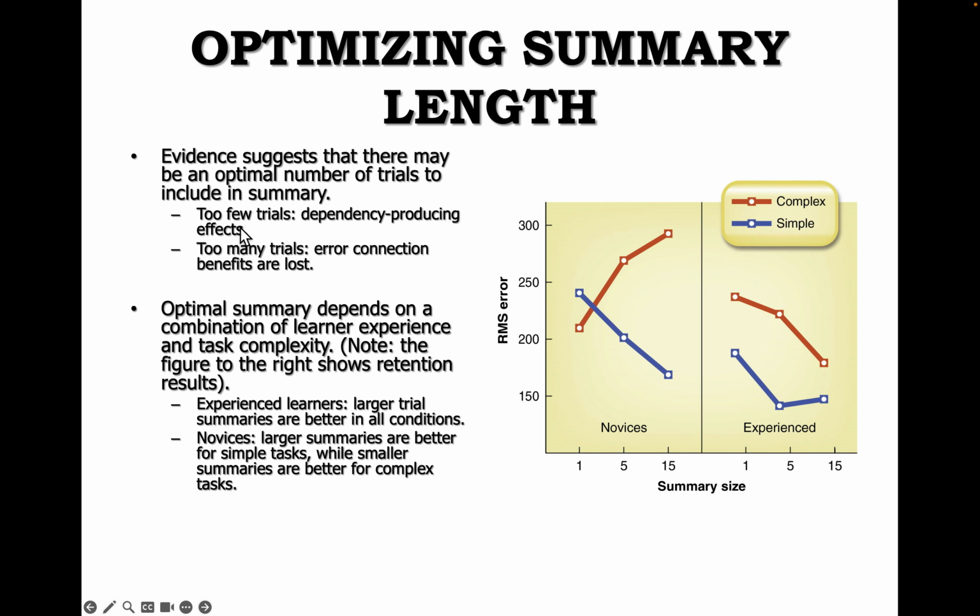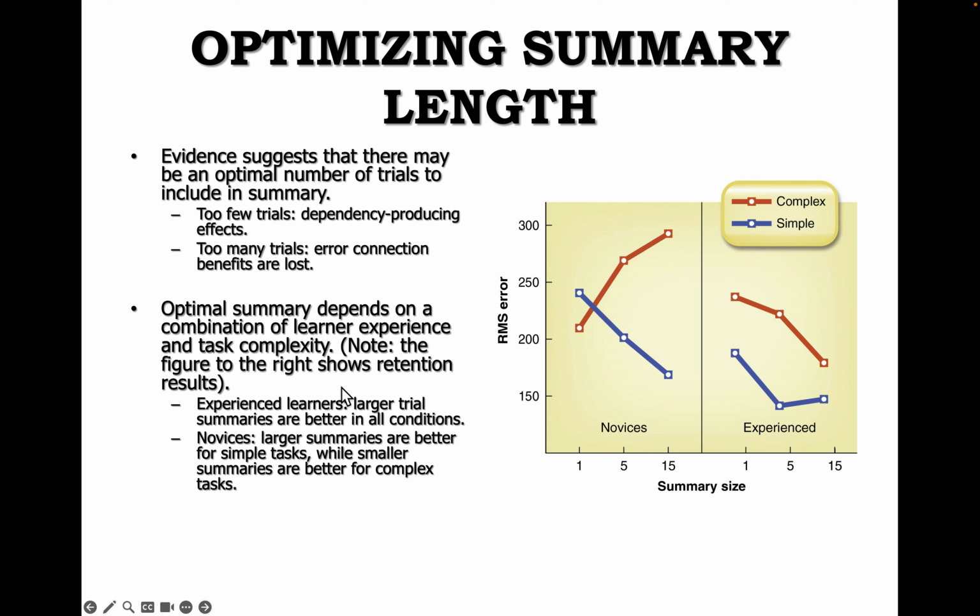Okay. And studies have shown this. There's an optimal number of trials that we can undergo where summary feedback will be effective. Because with too few trials, we become too dependent on the feedback being given, versus too many trials, where we lose the benefits of error correction. And the optimal length before giving summary feedback depends on a combination of both learner experience and task complexity.